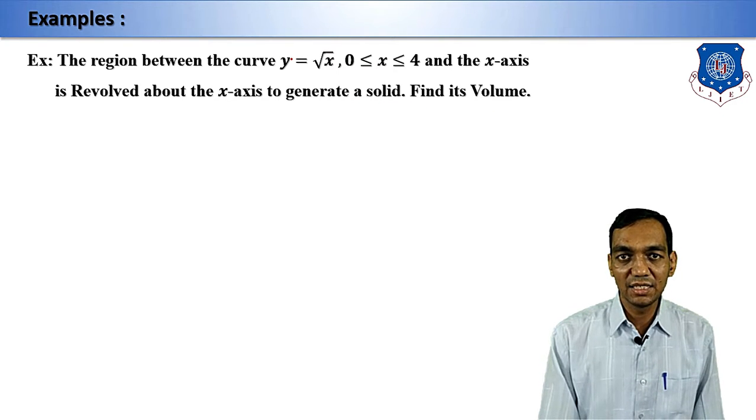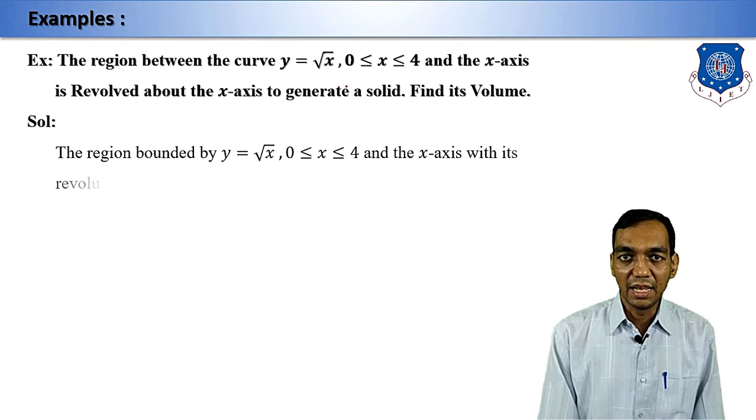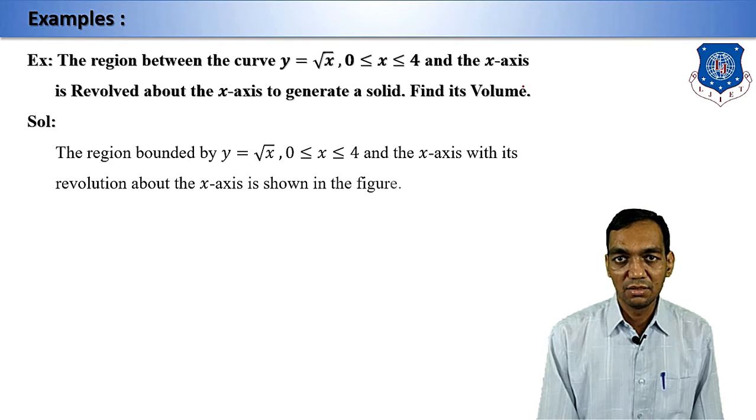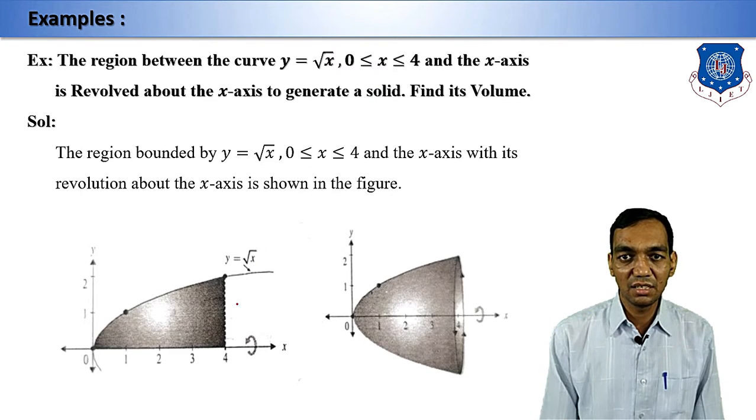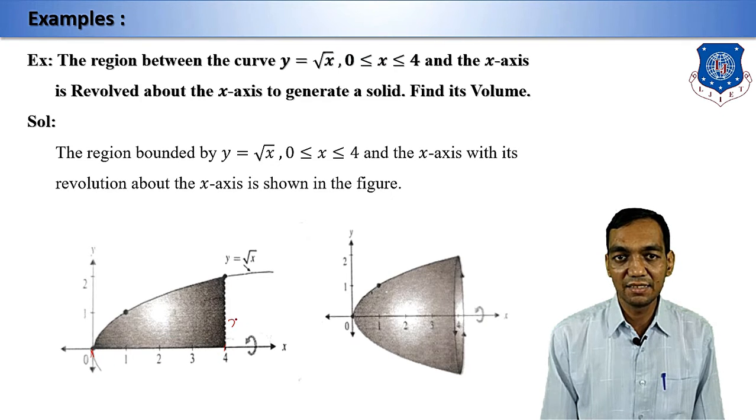See, what you have given, y is equal to root x, that means y square is equal to x, correct? And the x-axis, and x lies between 0 to 4. That means this is the curve of y is equal to root x, that means y square is equal to x. Now x is between 0 to 4, so this point is 0 and this point is 4. x is equal to 0 and x is equal to 4. This line is going to be the x is equal to 4 line.